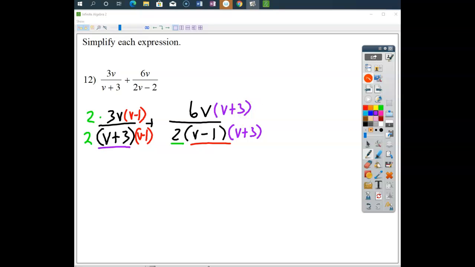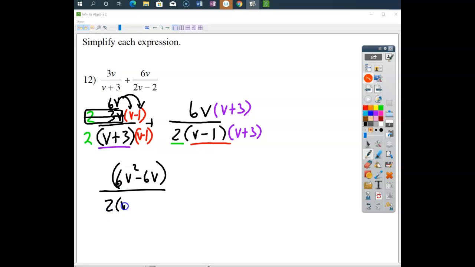Okay? After you have gotten them to have a common denominator, we need to simplify the numerators, which is usually a two-step process. First, you're going to have to multiply. So 2 times 3v is 6v, and then we're going to distribute that into these parentheses here to give us 6v squared minus 6v. We will not be multiplying on the bottom. We're just going to go ahead and leave those separate because it makes our last step easier if we do that. On this one up here, we're going to distribute this 6v into the parentheses, which is going to give us 6v squared plus 18v.